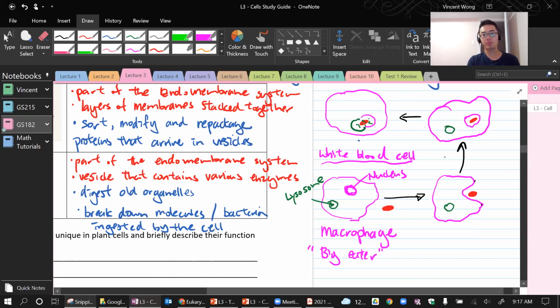Does anybody know what this process is called? That the macrophage is eating the bacteria. If you took biology in high school, do you remember what it is called? Starts with a P. Anybody? Phagocytosis. Thank you, Nadia. Phagocytosis. Okay. And if you've never heard of this word before, that's okay. You will learn it next lecture.